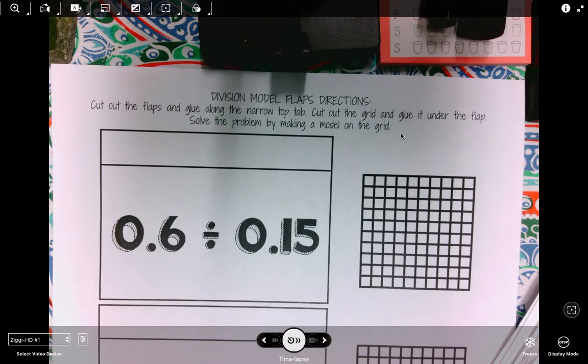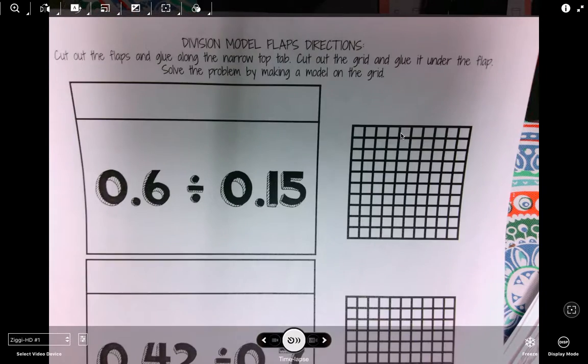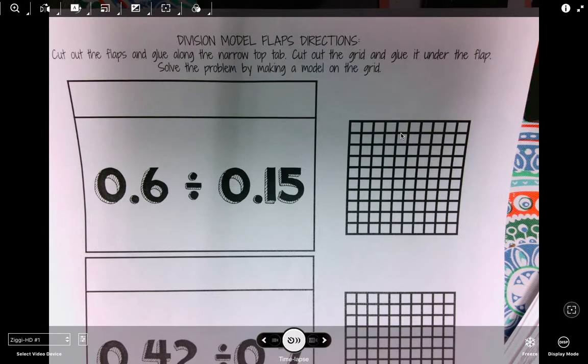Okay, at this time you should have a little half sheet of paper that looks like this. It has 3 division problems. If for some reason you do not have this piece of paper, please raise your hand right now and ask the teacher that's in the room if she could please give that to you.